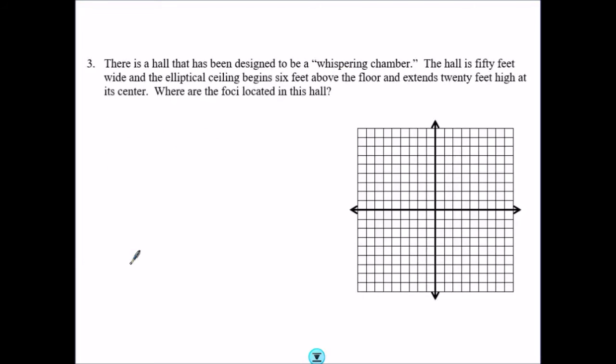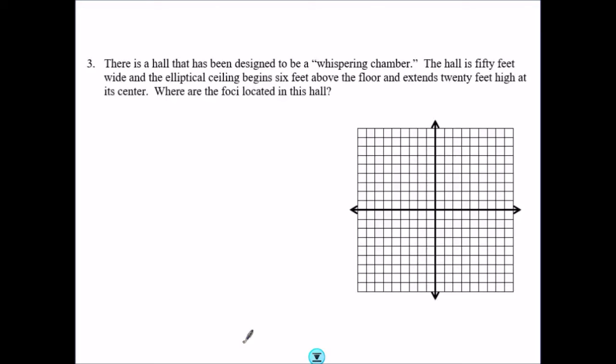Lastly, let's look at one word problem. There is a hall that has been designed to be a whispering chamber. The hall is 50 feet wide, and the elliptical ceiling begins 6 feet above the floor and extends 20 feet high at its center. Where are the foci located in this hall?